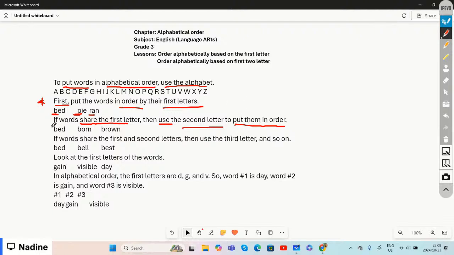For example, here we have bed, we have born, and we have brown. All three of those words share the same first letter. So which means that we need to look at the second letter. For example, B, E, O, R, which means that E comes first, then O, followed by R.